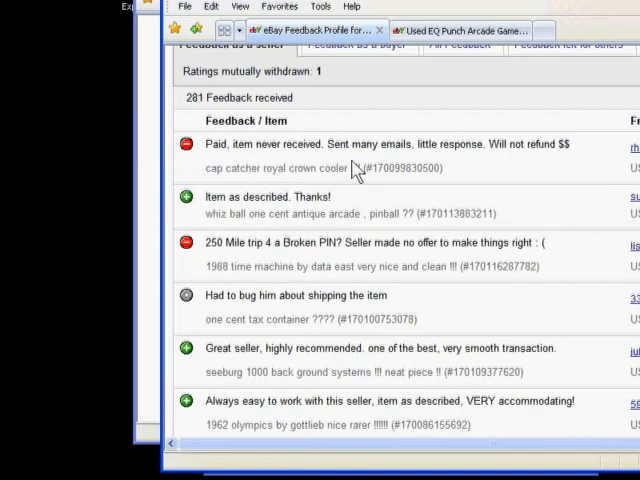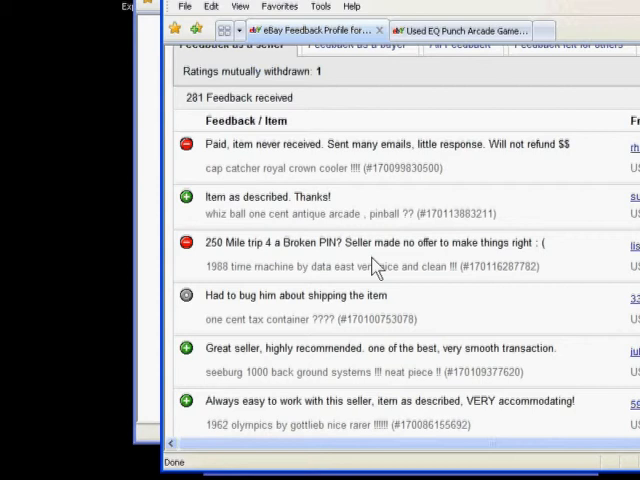"Paid, item never received, sent many emails, little response, will not refund money." I immediately get the impression that this buyer knows what they're talking about and that they can be trusted. This negative comment is very complete. It indicates that they did try to contact the seller, and it appears to be a complete factual account of the events. And on the same page I see another negative comment.